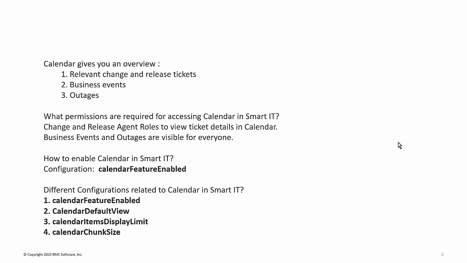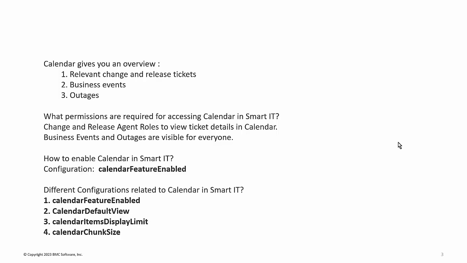In order to view the change and release ticket details over the calendar, the user needs to have the permissions of change agent or release agent. But business events and outages are visible to everyone, irrespective of whether the user has roles of the respective application.